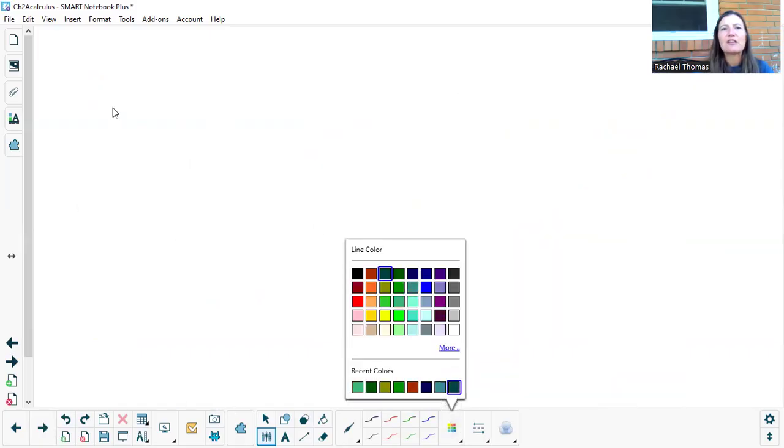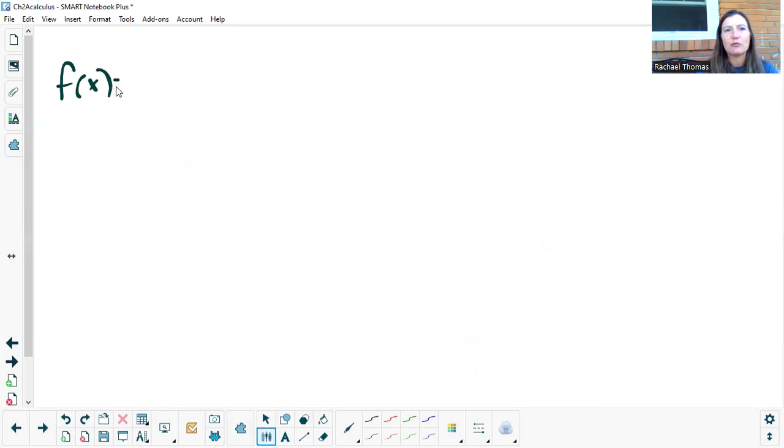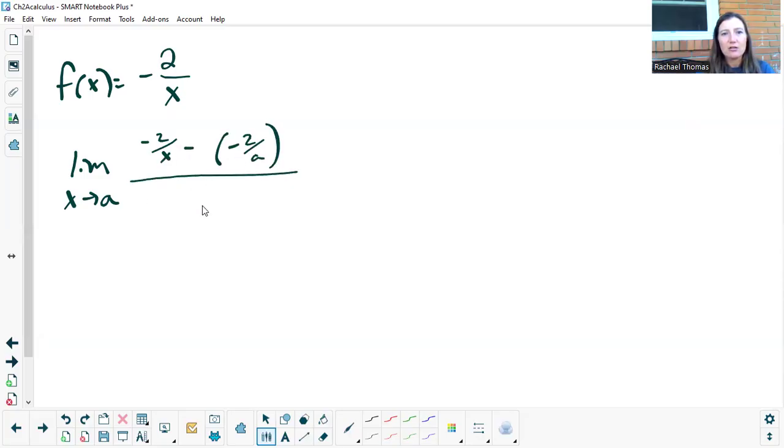This would be if I saw a fraction, let's say f of x equals negative 2 over x. If I had an expression with a fraction in it, I would probably choose to use this definition rather than the h goes to 0 definition. So let's go ahead and solve this. If I'm asked to find f prime, the limit as x goes to a. Now I will use the variable a. We're going to see how we have to interpret that at the end. Of f of x, negative 2 over x, minus f of a, negative 2 over a, all over x minus a.